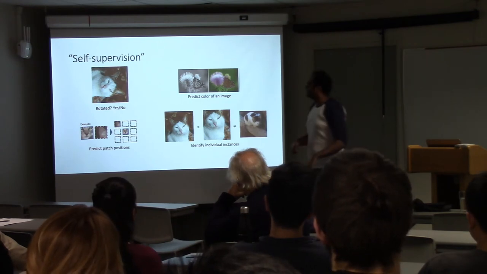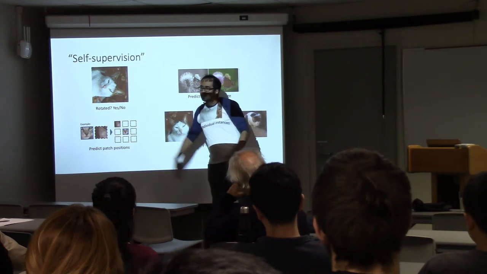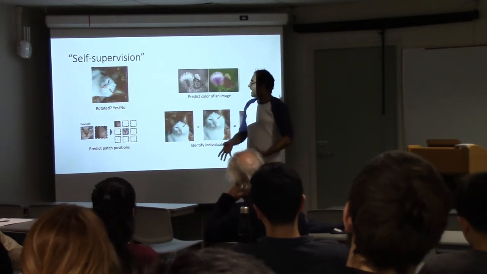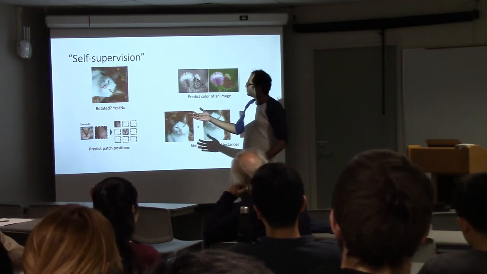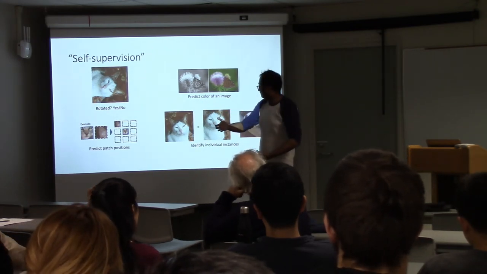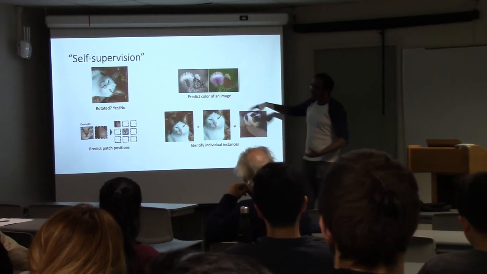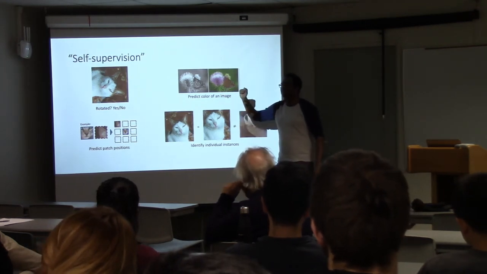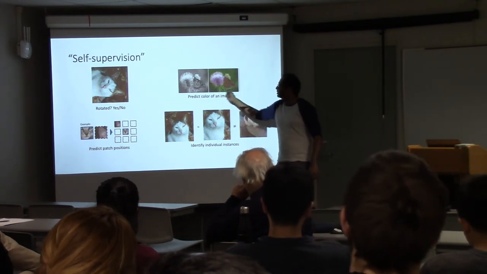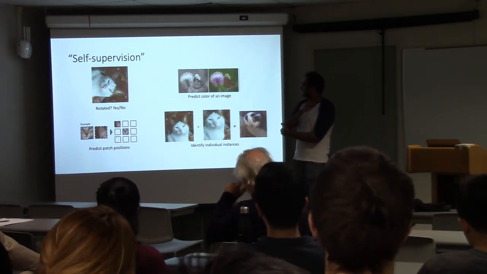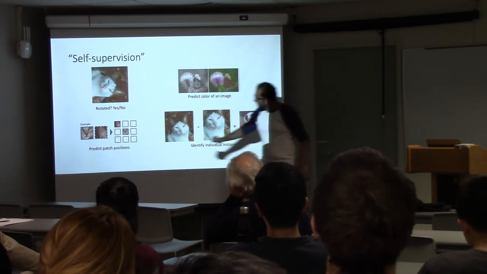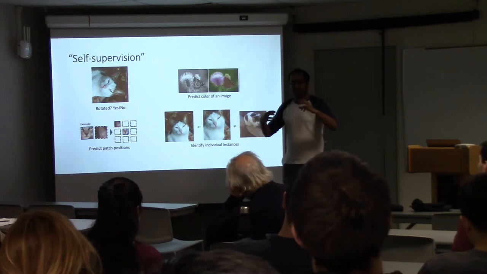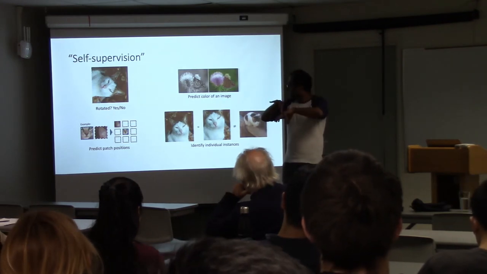For example, one approach is that you take a data set of images and construct rotated copies of those images. And the model has to predict whether the image is rotated or not. Another is you convert all your images to grayscale, and the model's job is to produce the color back. A third is to predict patch position. You're given cropped patches from an image, and you have to put them in the right order.